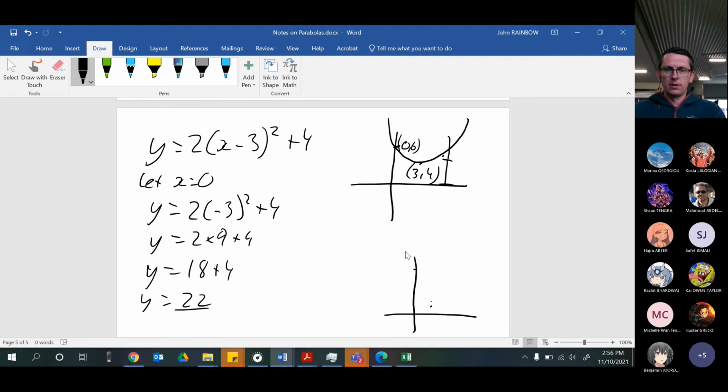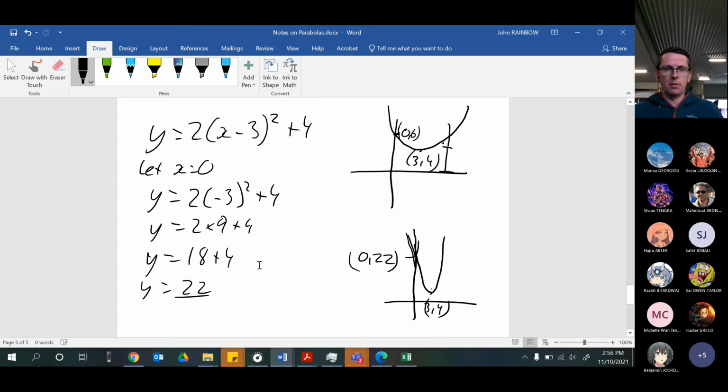Then I can just come straight down. Oh, did that bad. And then turning point, and then straight up, and that's terrible. This side's a lot better. This side's terrible. That's better. Anyway, I think you get the idea what I'm doing. 0, 22, we'll worry about the shape later. That's going to be 3, 4.